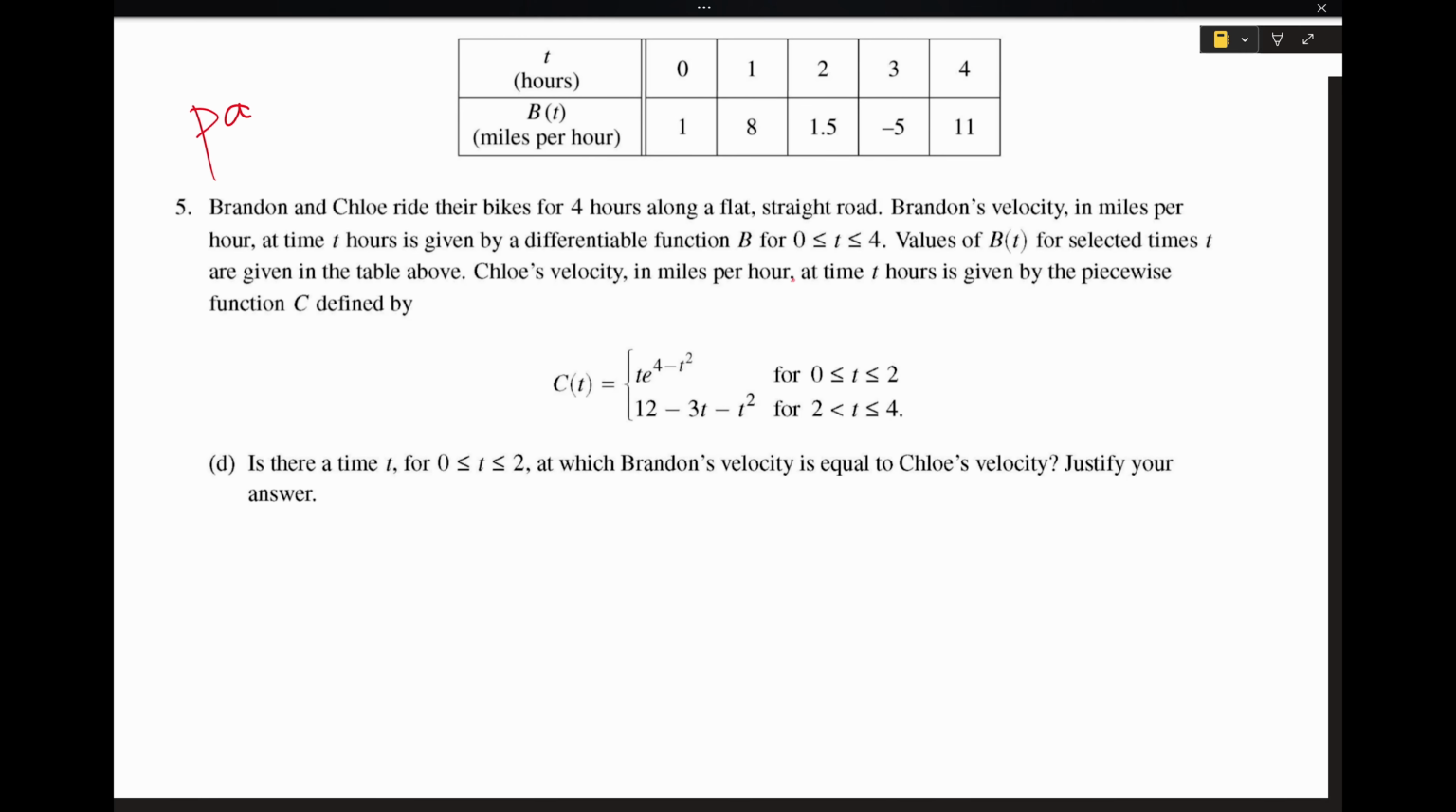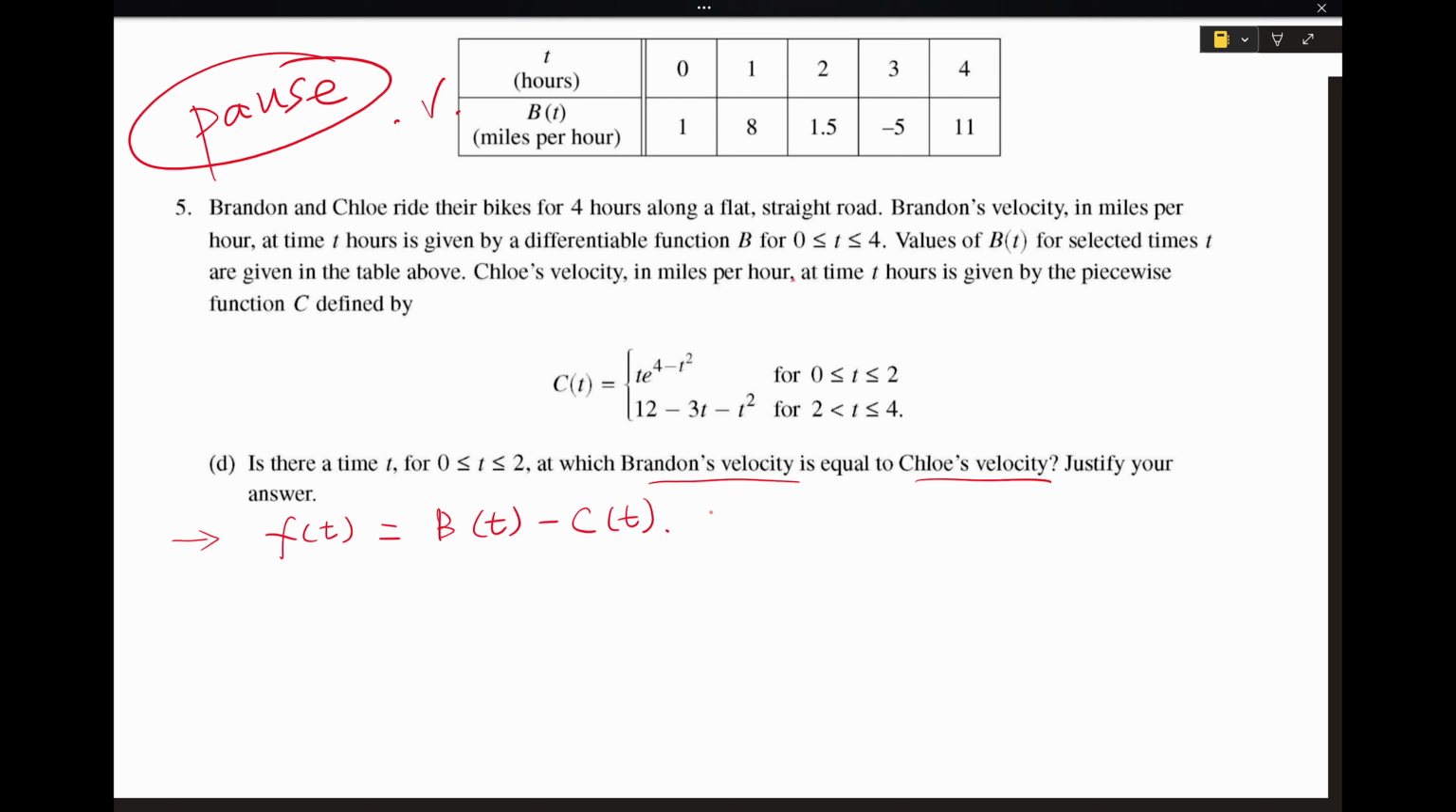So first, please pause to have a look at this question. Okay, let's set another function f(t) to be equal to b(t) minus c(t). So based on the information from the question, if these two velocities are the same, that means b equals c, and also means f(t) equals 0. And then we want to find out the value of f(0) first to be b(0) minus c(0), which is equal to 1 minus 0, and it's larger than 0.